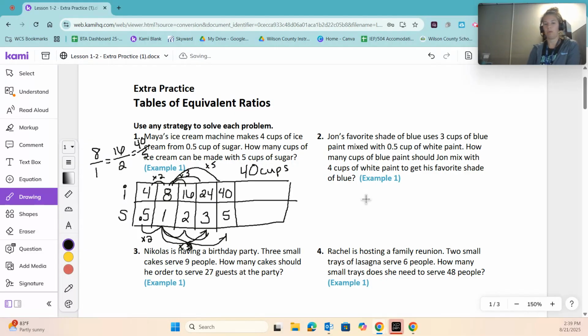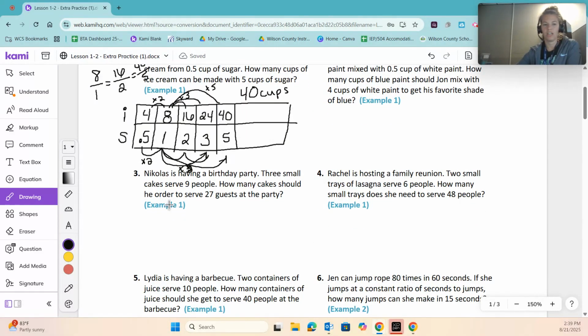Okay, let's take a look at one more together. This second one is very similar with that half a cup. We're going to come down and look at number 3 here. Nicholas is having a birthday party. 3 small cakes serve 9 people. How many cakes should he order to serve 27 guests at the party? So we've got cakes and we've got people in our table here. The number of cakes is 3, and that serves 9 people.